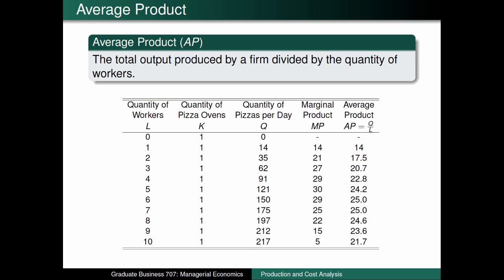Along with marginal product, the other important production concept is average product, which is simply calculating the total production, Q, divided by the number of workers, L. The initial value for average product is a dash because we cannot calculate average product when there are no workers hired, since any number divided by 0 is undefined.